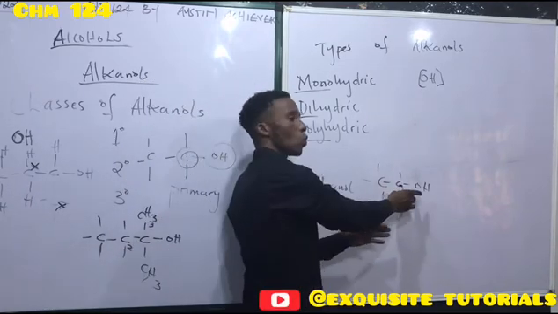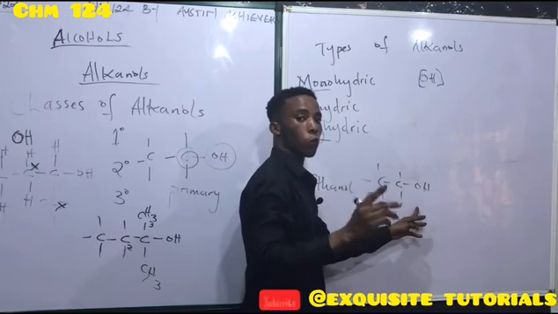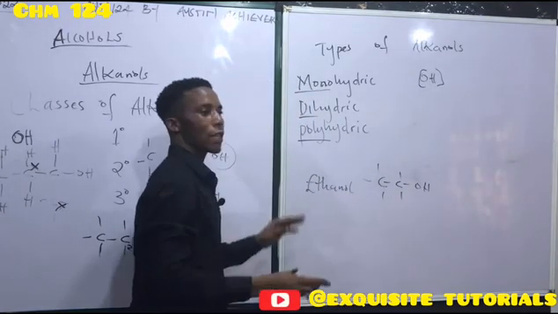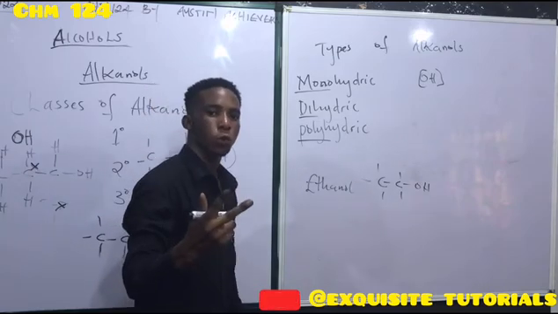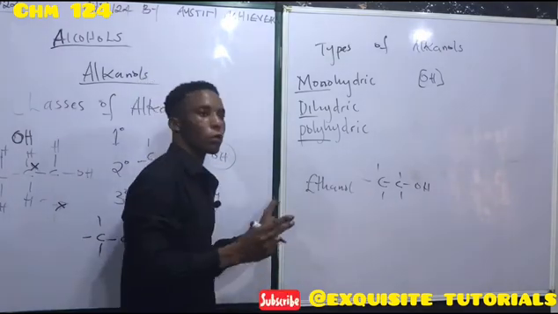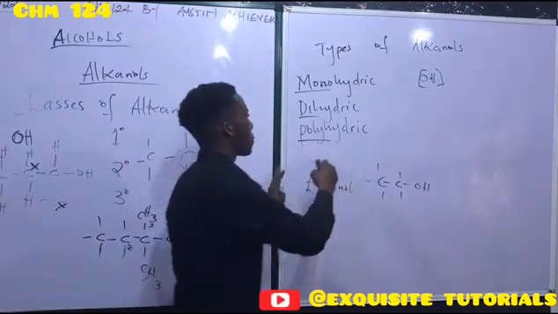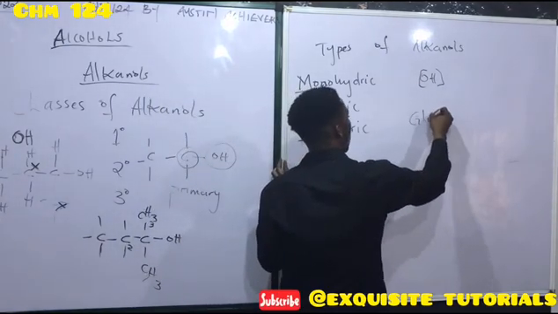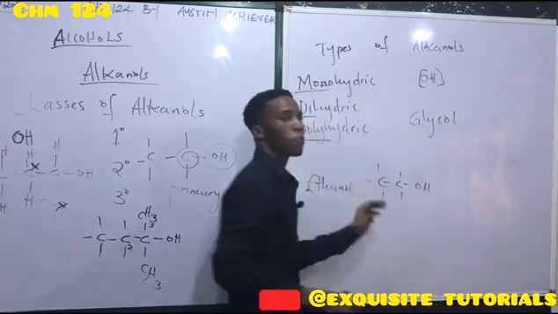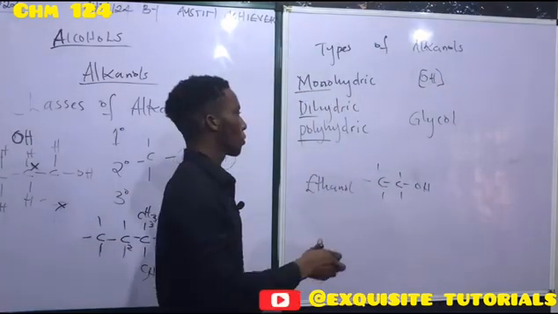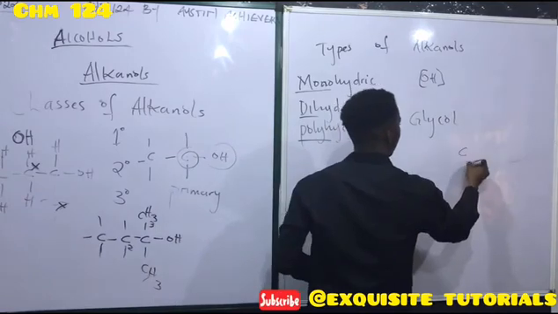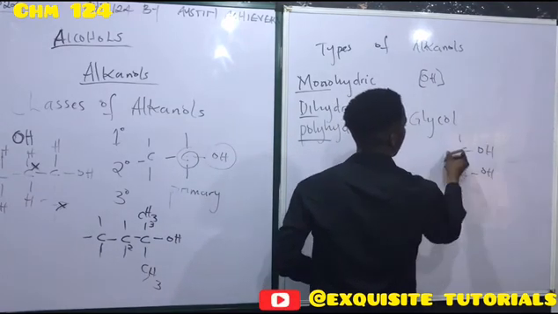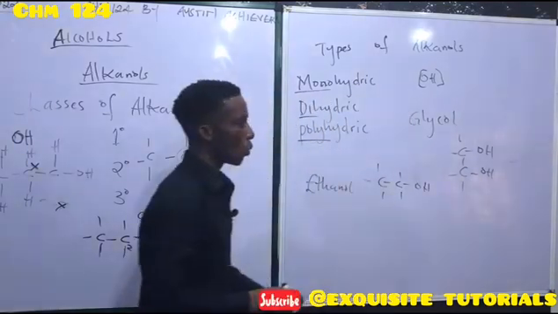It is bearing one OH functional group. That is why it is a monohydric. What is dihydric? Two hydroxy functional groups paired by an organic compound. For example, a glycol, a very popular Unibank question. Do not forget, a glycol is like this. This is a glycol.